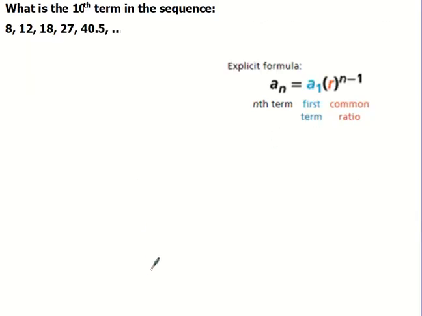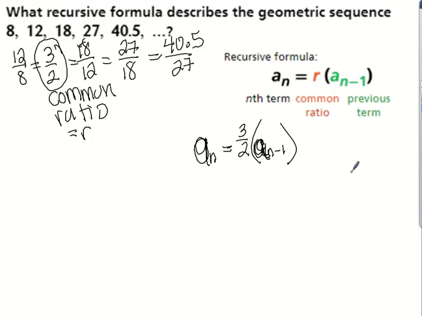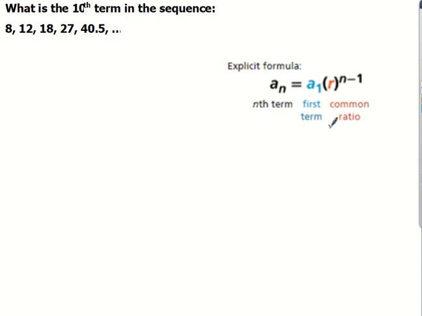All right, so what is the 10th term in this sequence? This is the explicit formula. So a little bit different. Remember, we use the recursive when we want to find the very next term. But when it asks us to find the 10th term, and we're only on the 5th term, I don't want to use the recursive formula and find the next term, then do it again, and again, until I got there. So that's where the explicit formula comes in.